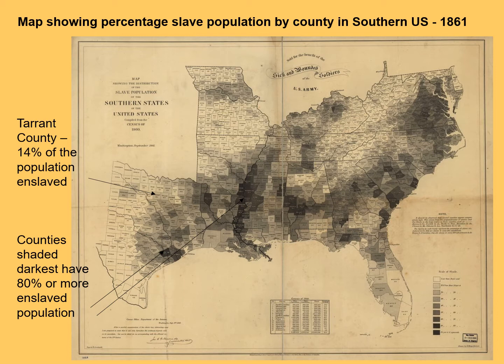Now, this map on the slide shows slave population by county in the southern United States in 1861. So it was based on that census of 1860. And you can see that the areas shaded darkest are counties that have 80% or more enslaved population. You can see this area here in the Mississippi Delta as being a large slaveholding population. The cotton belt in through here is a great number of enslaved persons. East Texas around the Houston area as well is a heavy area for growing cotton. We can just note that Tarrant County here, its enslaved population in 1861 was about 14% of the population.